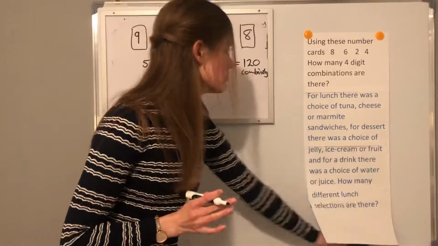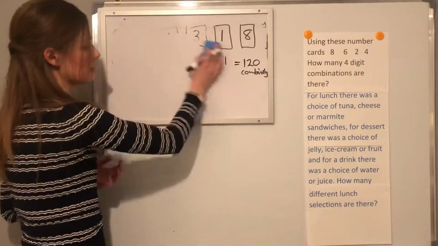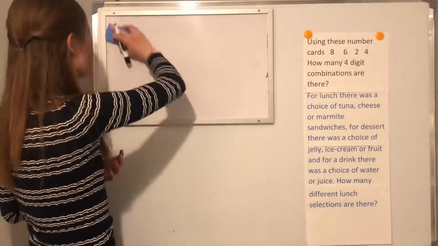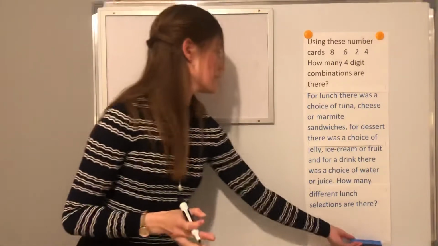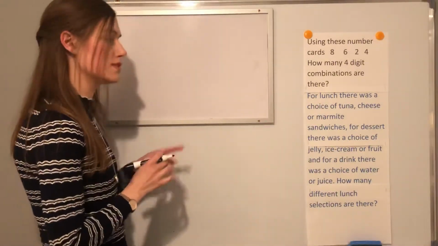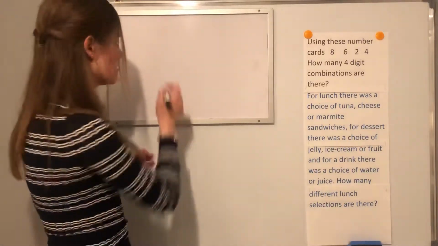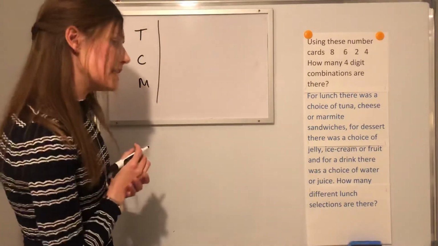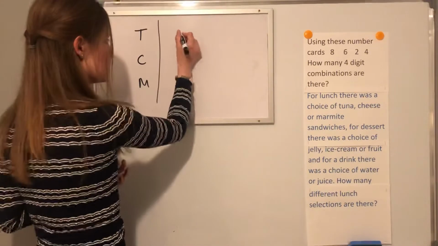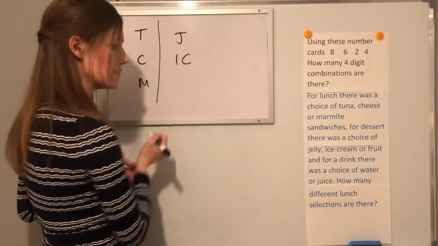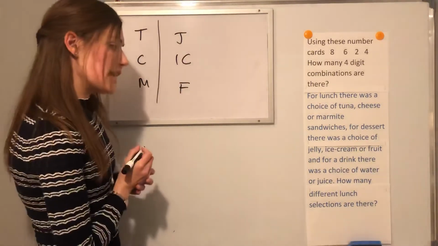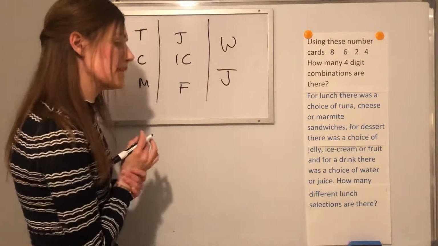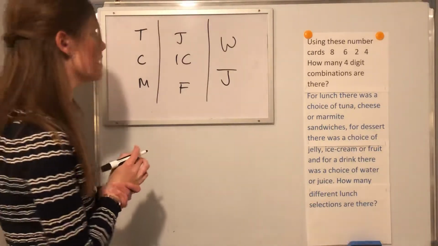Now, it can also come up in another way. Now this isn't quite the same, but it's doing things with different combinations. This question says, for lunch, there was a choice of tuna, cheese or Marmite sandwiches. So you could have tuna, cheese or Marmite in your sandwiches. Then it says for dessert, there was a choice of jelly, ice cream or fruit. And for a drink, there was a choice of water or juice. How many different lunch selections are there?